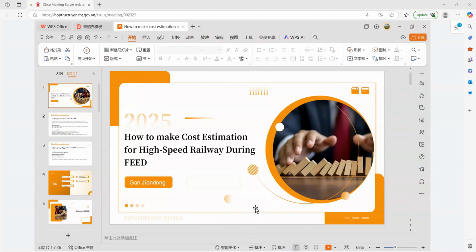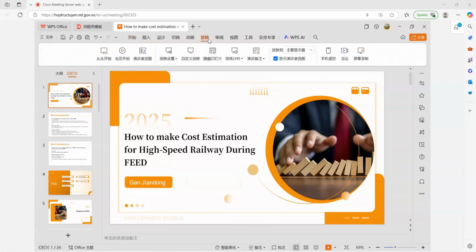I'm very honored to have this opportunity to share some experience about how to make cost estimation for high-speed railway during FEED. Before my presentation, I would like to take a little bit of time to make a brief introduction of our company, China Railway Electrification Bureau Group.